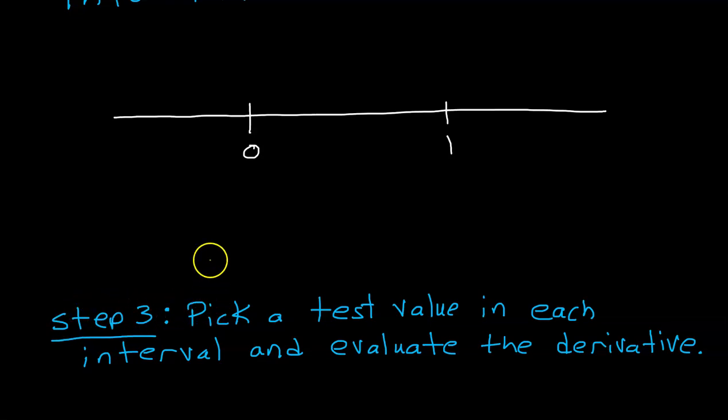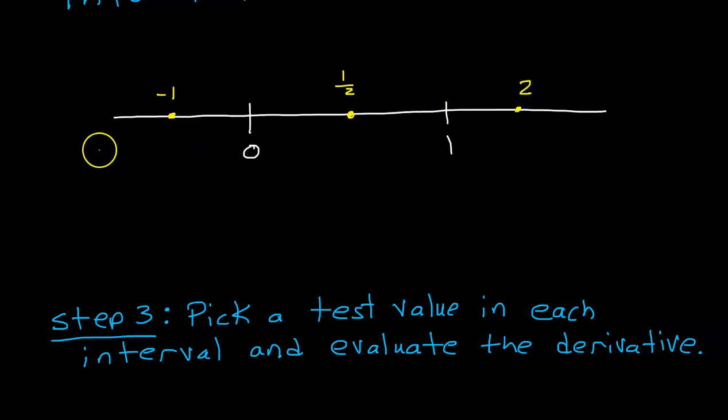Step 3 is to pick a test value in each interval to evaluate the derivative. So in the first interval, I'm going to pick negative 1. You can pick any number you want as long as it's in the interval. In the second interval, I'm going to choose 1/2 or 0.5. And in the last interval, I'm going to pick the number 2.